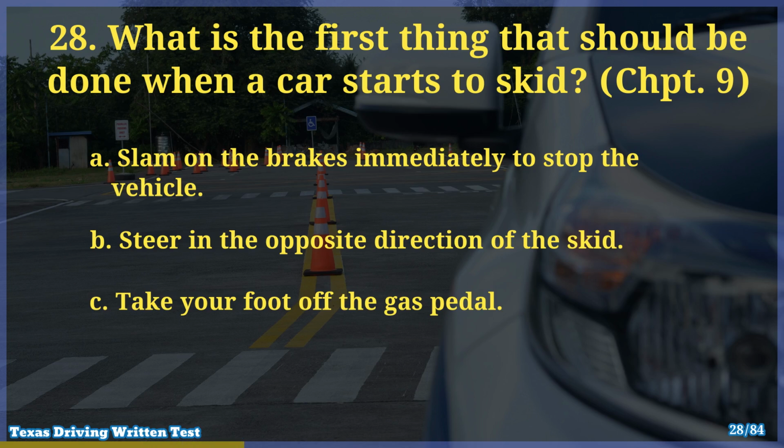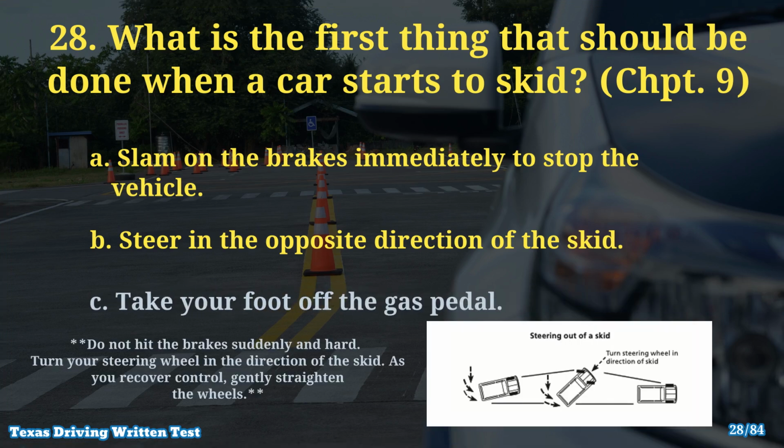28. What is the first thing that should be done when a car starts to skid? A. Slam on the brakes immediately to stop the vehicle. B. Steer in the opposite direction of the skid. C. Take your foot off the gas pedal. Answer is C. Take your foot off the gas pedal. Do not hit the brakes suddenly and hard. Turn your steering wheel in the direction of the skid. As you recover control, gently straighten the wheels.